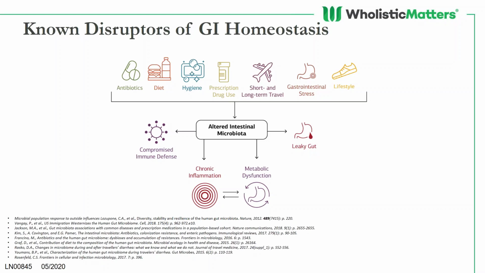This altered intestinal microbiota is associated with compromised immune defense, and immune defense overall is an incredibly important feature of the GI. It's also associated with chronic inflammation and metabolic dysfunction. These are also interacting with one another. And then you have certain things like leaky gut, all tied to that intestinal microbiota being altered.